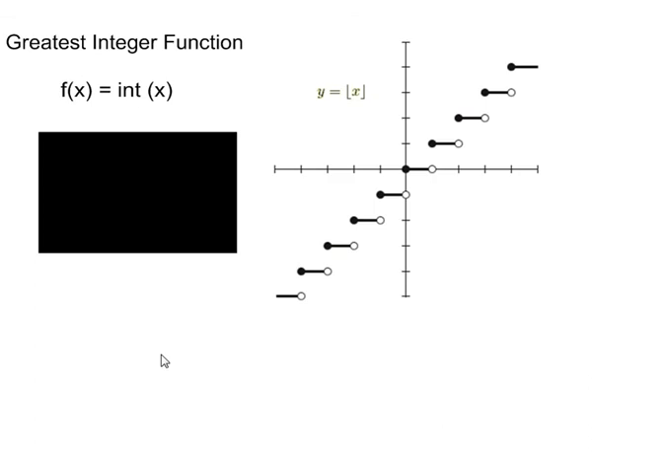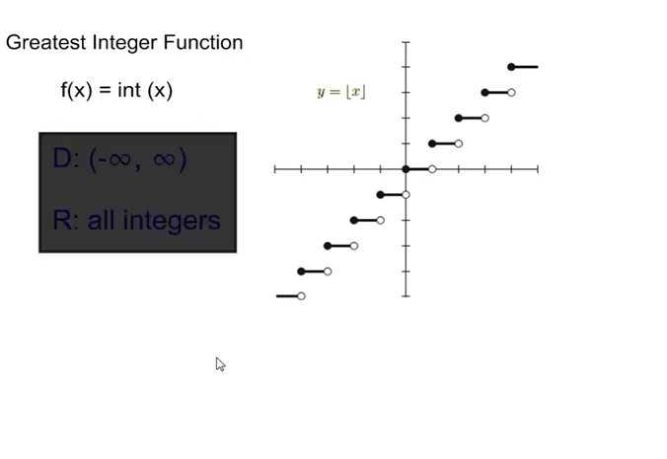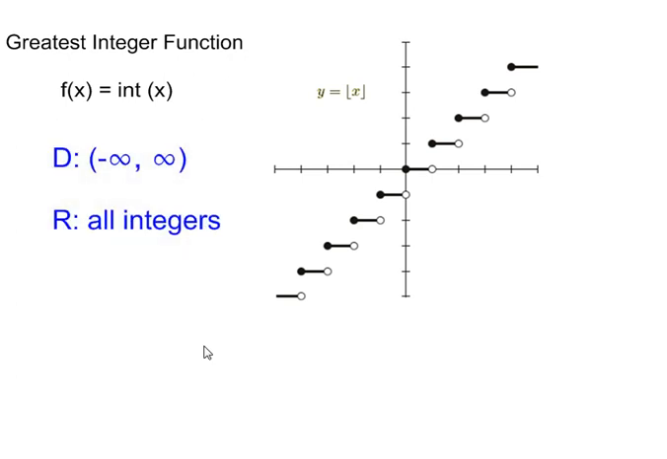The next function is called the greatest integer function, or the integer function. Again, in your calculator, it's under the math key, INT. This is also called a step function. As you can see, this is a function because of the open circle, closed circle, open circle, closed circle. The domain is still negative infinity to infinity, but this time the range is just all integers, which are positive or negative whole numbers. No fractions, no decimals.